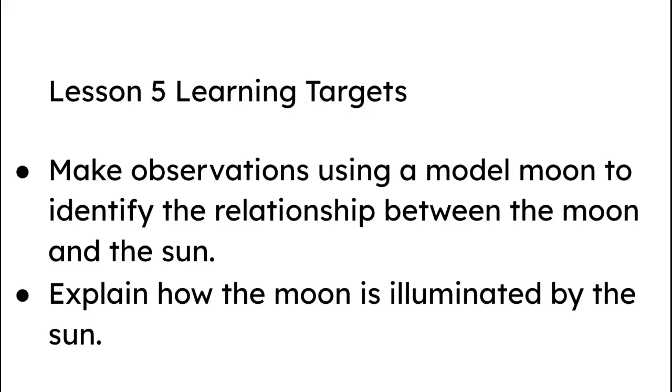By the end of this lesson, students will have made observations using a model moon to identify the relationship between the moon and the sun, and explained how the moon is illuminated by the sun. In Lesson 6, students discover that stars make their own light, but can only be seen at night.